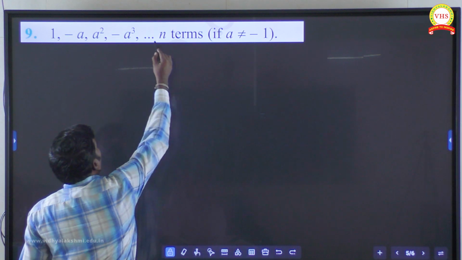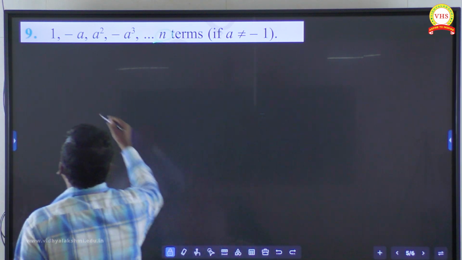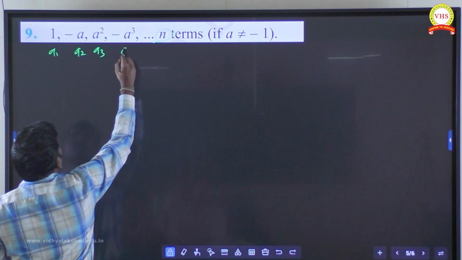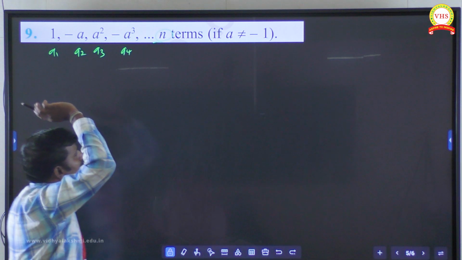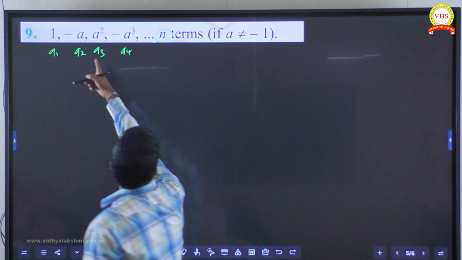Ninth one, also the n value they didn't give. Generally they stopped. But the remaining things we have: term 1 is given, term 2, term 3, term 4, it's going till n terms. A value not equal to -1. Yeah, it's a +1 only, not a problem.